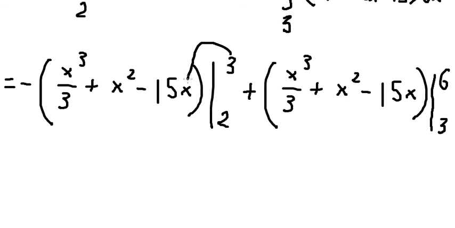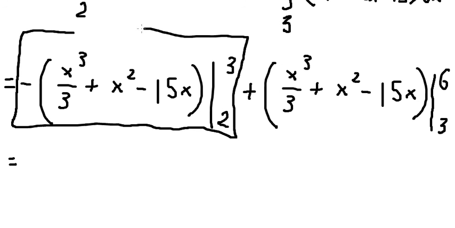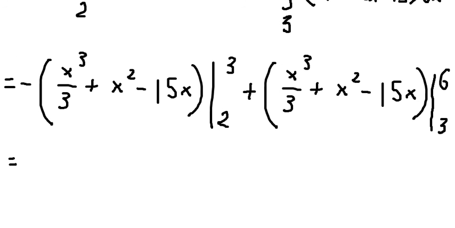Similar for the second one. Now, I will put 3 on here, 2 on here. So we calculate this one first, and we got 11 over 3. Now we do the similar for the second one. We have 45.